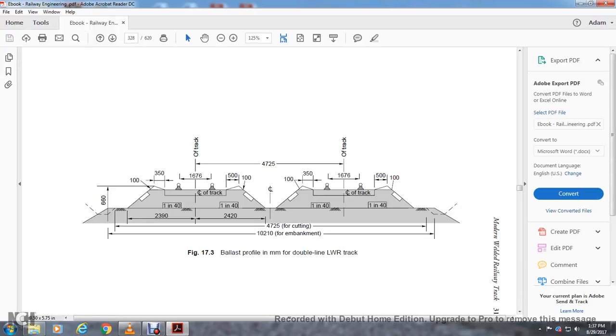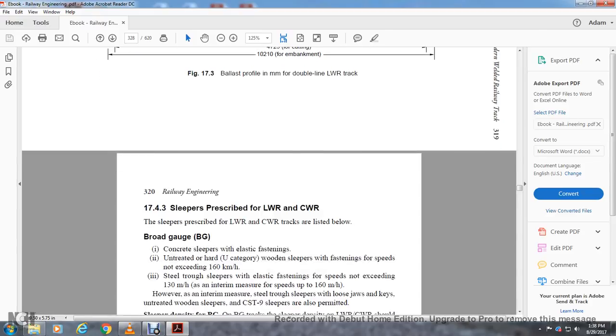17.3 shows the ballast profile in a double line long welded rail track, 10,210 millimeters embankment, 4,725 meters from the cutting, 23,900, 2,390, 20,400, 1 in 40, 1,676 inner gauge over the track, 4,720 from center to center of track, 500 off the ends of the sleepers, 100 meter slope, 350 meters off the other side of the short side of the ballast.